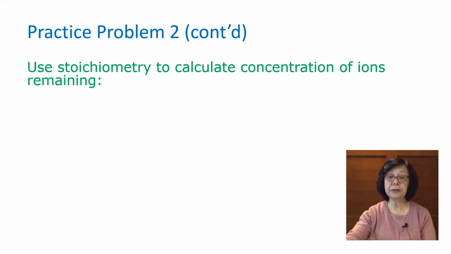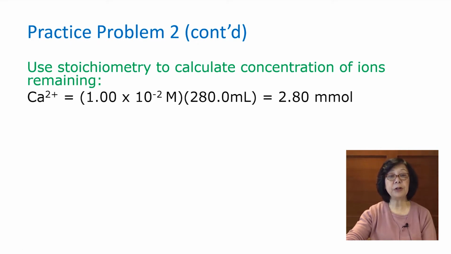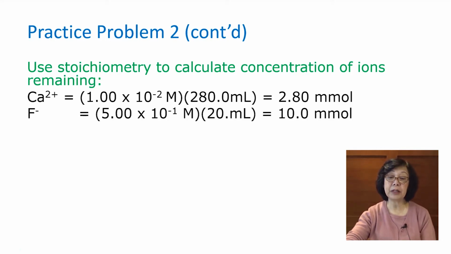So to continue, let's first find out the initial moles of calcium ion, which is 2.80 millimoles. I like to use millimole to calculate so that I don't have to convert it into liter. I can worry about that a bit later. Especially when I don't have a calculator, the millimole becomes very handy. Now the fluoride ion is 10 millimole.